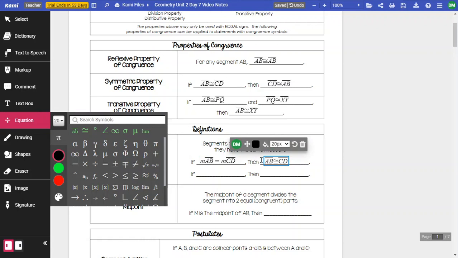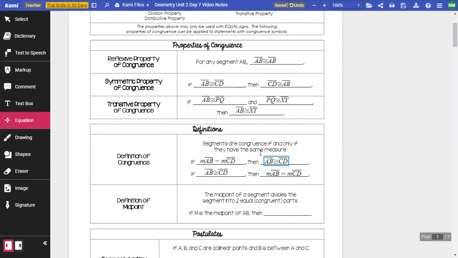And then same thing here, if segment AB is congruent to segment CD, so this is the flip side of this biconditional statement. So if segment AB is congruent to segment CD, then the measure of segment AB is equal to the measure of segment CD. So it goes both ways here. We're able to use the definition of congruence to go between numbers and objects.